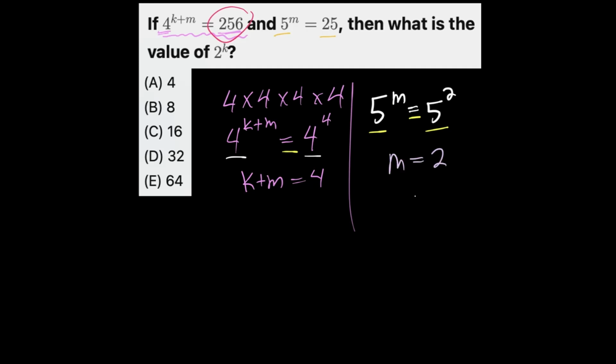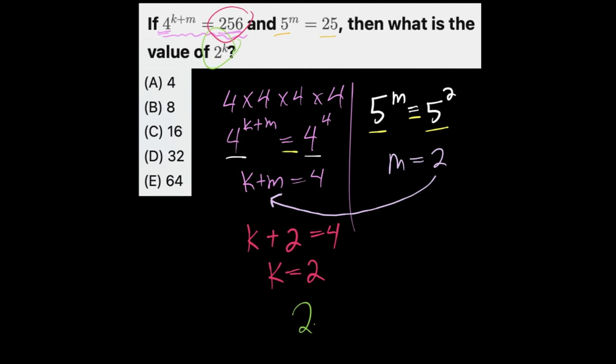Now we have something that we can take back over to the other equation. We can plug in a 2 right there, and that'll give us k plus 2 equals 4. Then just take away 2 from both sides, k equals 2. And the question's asking us, what is 2 to the k? So 2 to the k, that's 2 to the 2, which is 4, and that's A on this question.